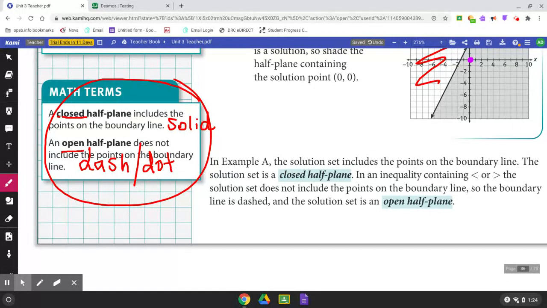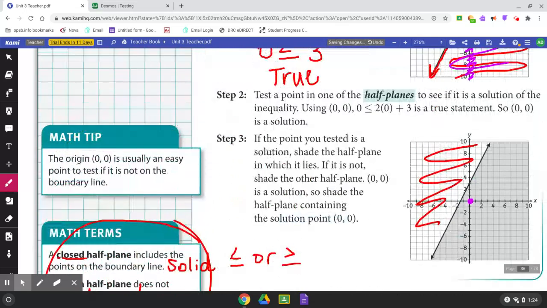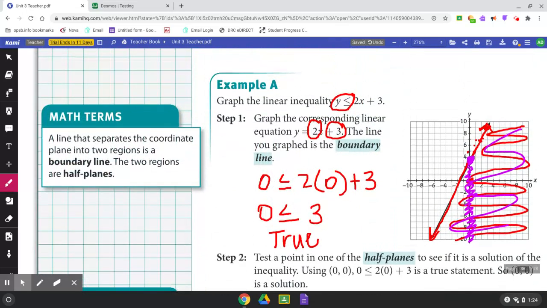Okay, and a closed line is going to be less than or equal to, or greater than or equal to. So you should know that less than or equal to, or greater than or equal to, is solid. A dashed line is going to be less than or greater than only, which is dashed or dotted. So in our example A, it was a solid line because if you look at our inequality symbol, it was less than or equal to.